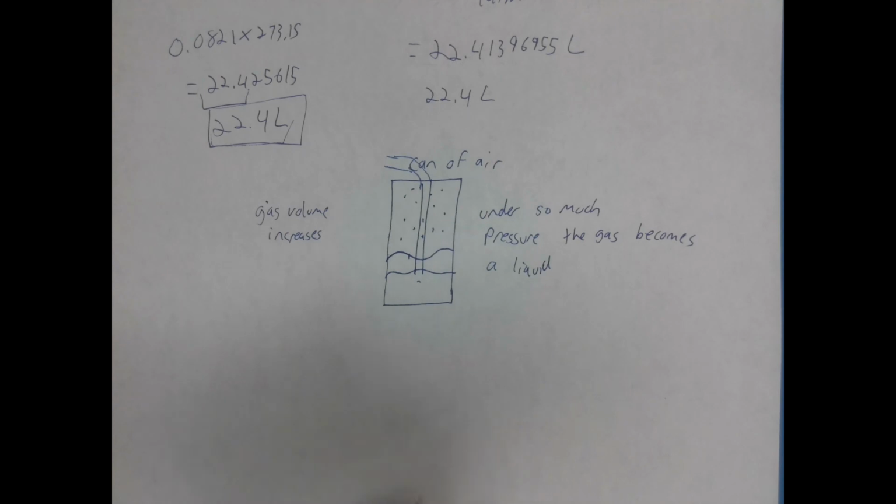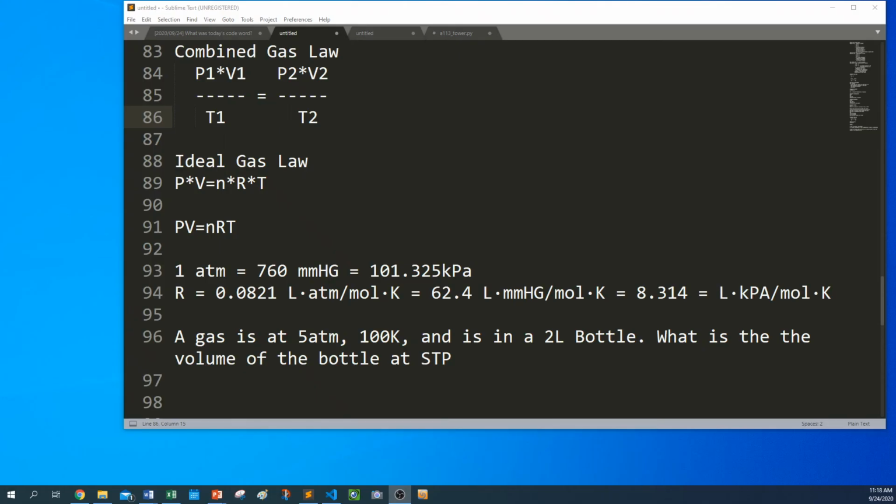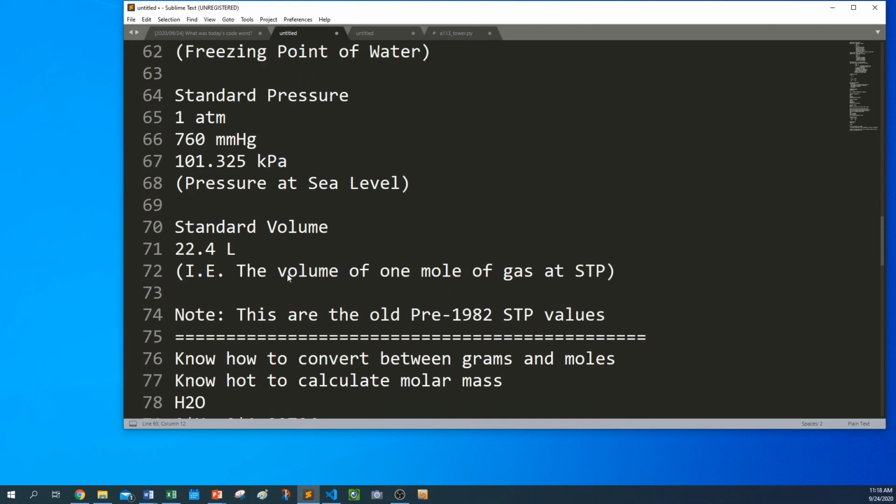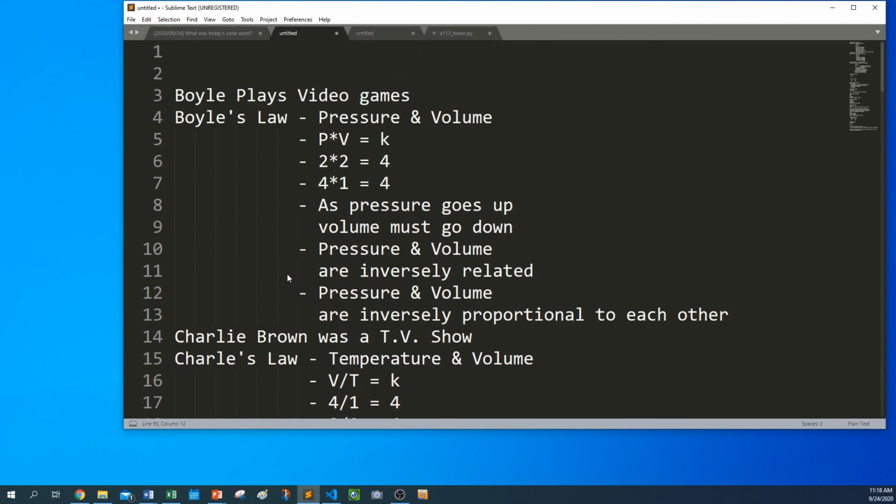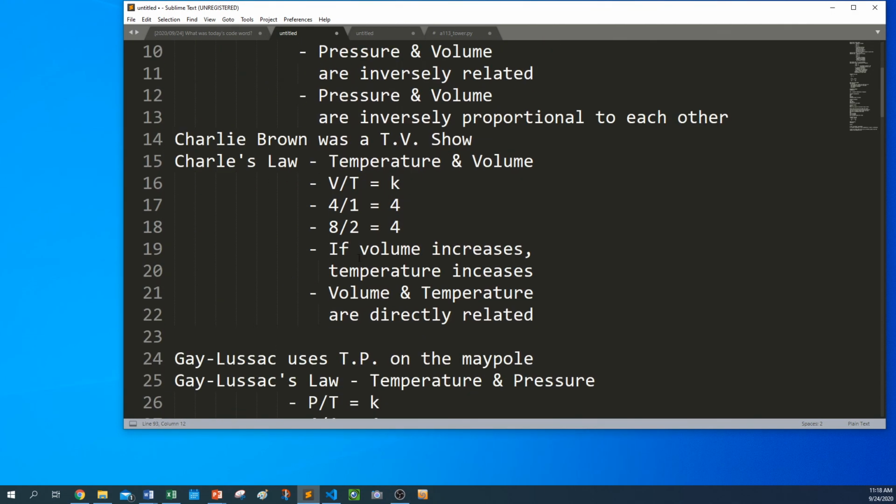So we know from looking at volume and temperature, if volume increases, temperature increases. But after you use a can of deodorant, if you were to hold down a can of air, you would actually see ice form around the can.